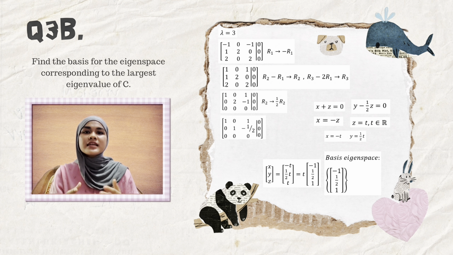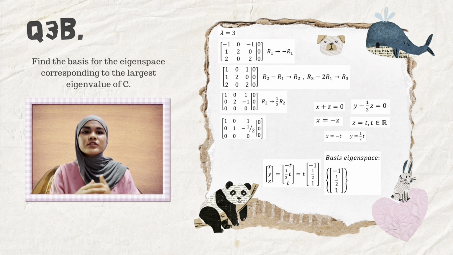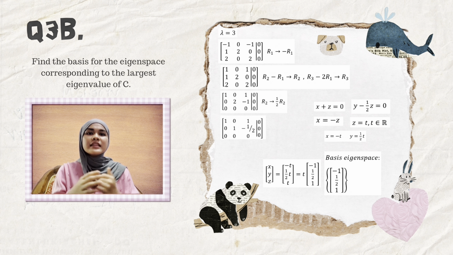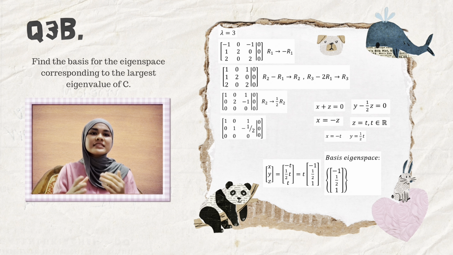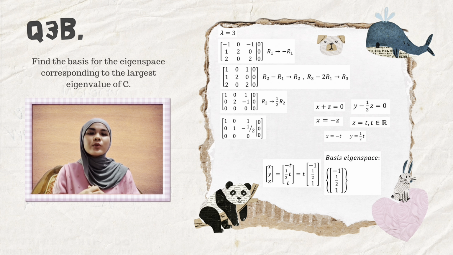And then we can let z equal to t, where t is any real number. Then we substitute and we get x equal to negative t and y equals 1/2 t. Therefore, the eigenvector can be written as t multiplied by the vector negative 1, 1/2 and 1. Hence, the basis for the eigenspace corresponding to the largest eigenvalue is negative 1, 1/2 and 1. And don't forget to use curly brackets.